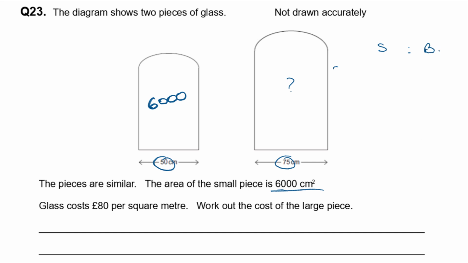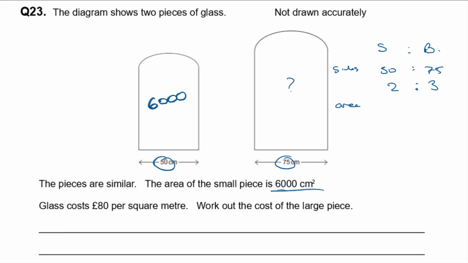The ratio of their sides is 50 to 75, and that cancels down. If I write 50 over 75 as a fraction on my calculator, I'll just cancel it down to 2/3, and I'm just going to use those same numbers in my ratio. So that's 2/3, the ratio of their sides. Now we want the ratio of their areas.